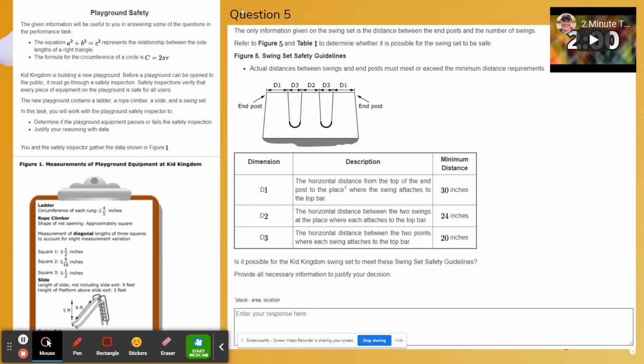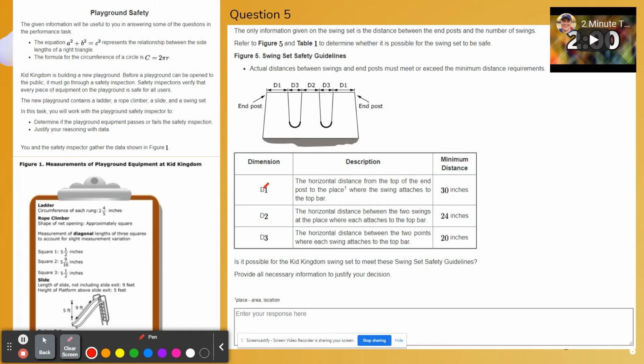Question 5 says the only information given on the swing set is the distance between the end post and the number of swings. Refer to figure 5 in table 1 to determine whether it is possible for the swing set to be safe. So first of all, it gives you some information down here. It says, is it possible for the Kid Kingdom swing set to meet these swing safety guidelines? Provide all the necessary information to justify your decision.